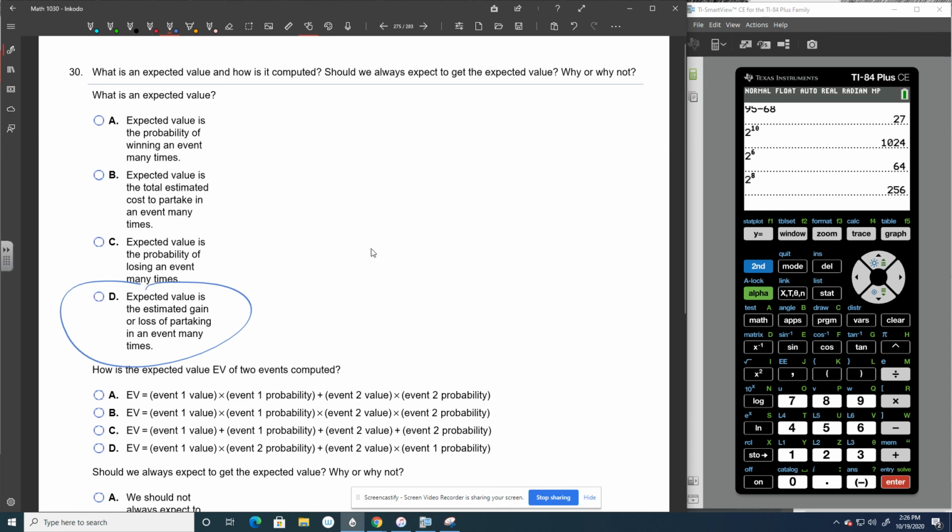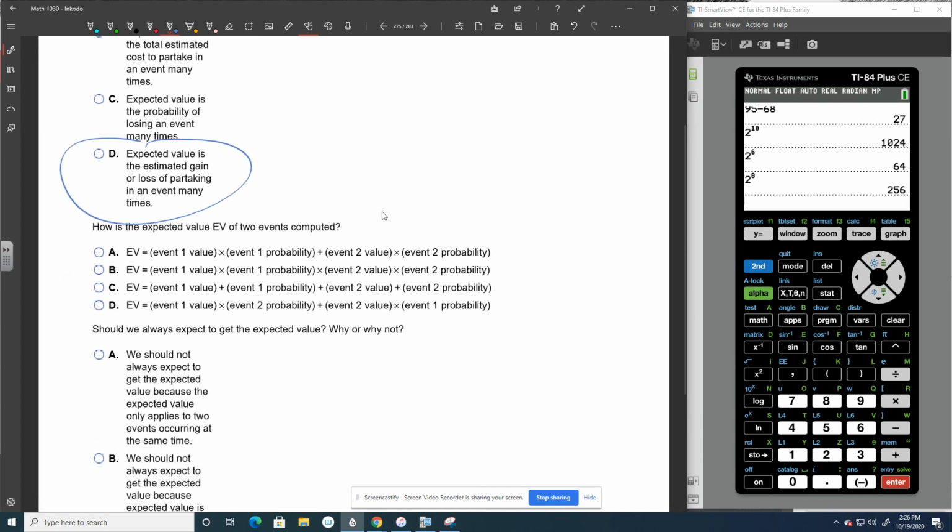Now, how is the expected value of 2 events computed? Remember, you take the event 1 value times the event 1's probability, and you add all of those events together with their probability. So if there's only 2 events, then you take the probability of event 1 times the value of event 1 happening, plus the probability of event 2 multiplied by the value of event 2. So we're going to choose A right there.